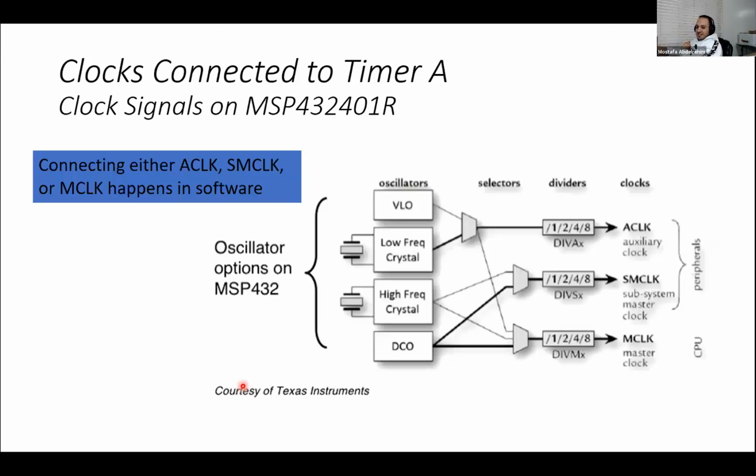Now the clock signals. There are three different clock signals. A clock source is the module that generates the clock. Then for the clock signal, in this microcontroller we classify them into three main types. The first one is called the auxiliary clock, and this usually has a very low frequency.